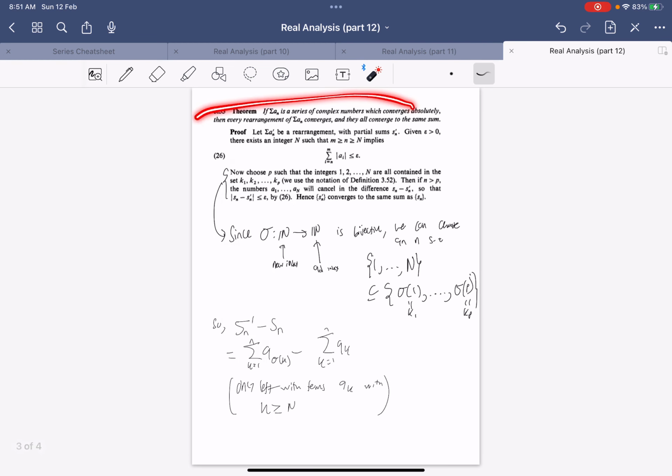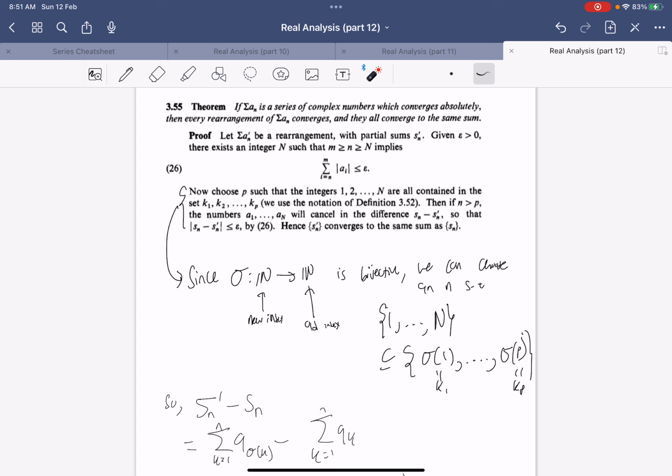But if we know it's absolutely convergent, then any rearrangement will be convergent and to the same sum. And the proof follows quite interestingly. We just take a rearrangement, so the terms are now rearranged in some weird order, and we say that the partial sums are Sn prime.